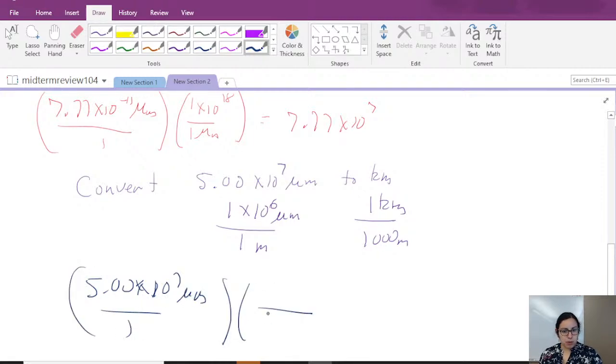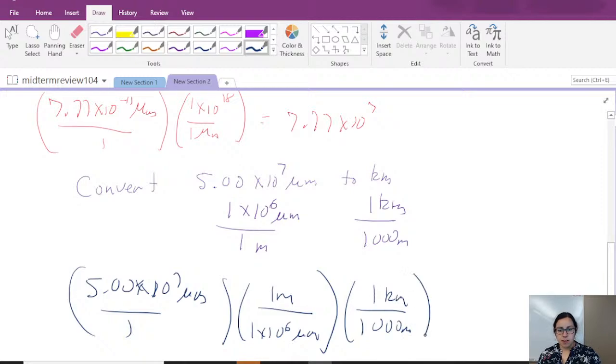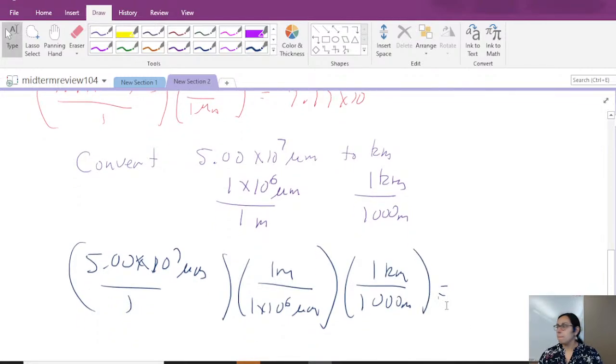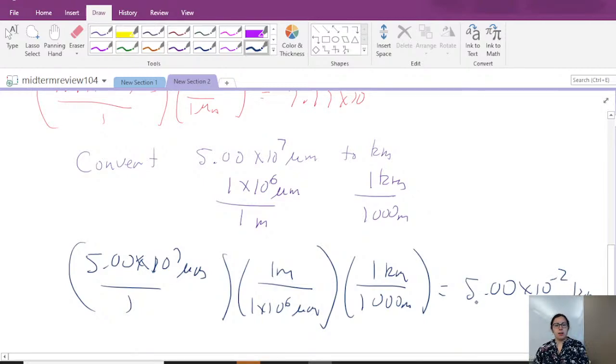And then just setting up our units to cancel. And then, of course, from meters to kilometers. And then what do we get for an answer here? 5.00 times 10 to the negative 2 kilometers. Excellent. This is what everybody got.